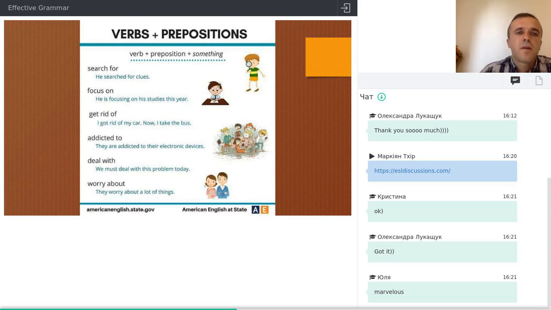So for these verbs plus prepositions, you can use different materials. You can split them into different groups. For example, the verb look and prepositions, and the verb get and prepositions, and how to use them and apply them in speech, in conversation.